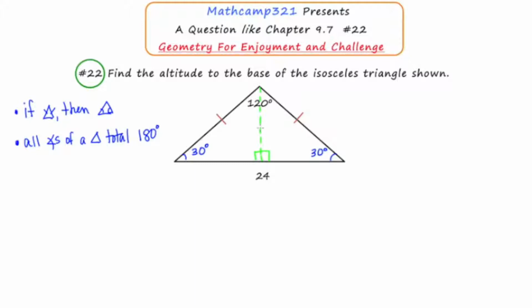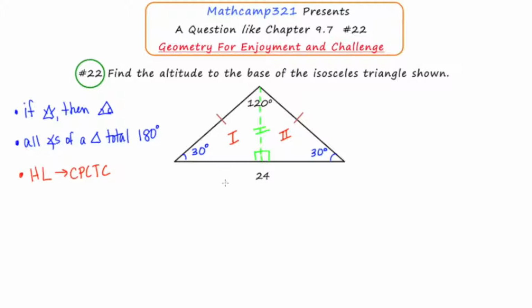The next thing I'm going to do is put tick marks showing that this altitude, or this green segment, is congruent to itself using the reflexive property. Now that's important because by dropping this altitude, I've formed two smaller right triangles on the inside, and I'm going to designate them with Roman numerals 1 and 2. These two right triangles are congruent by the HL theorem. Because the two triangles are congruent, I also know that their corresponding parts are congruent by CPCTC.